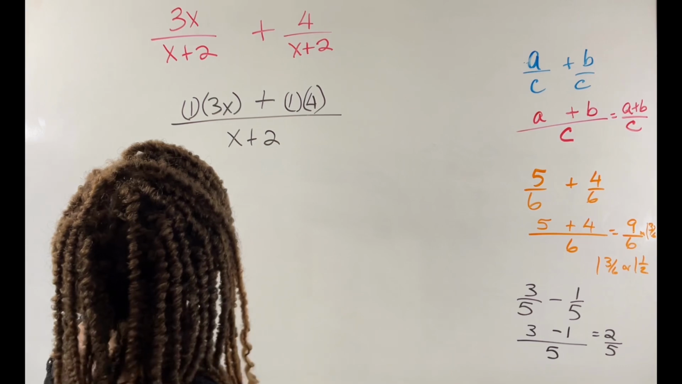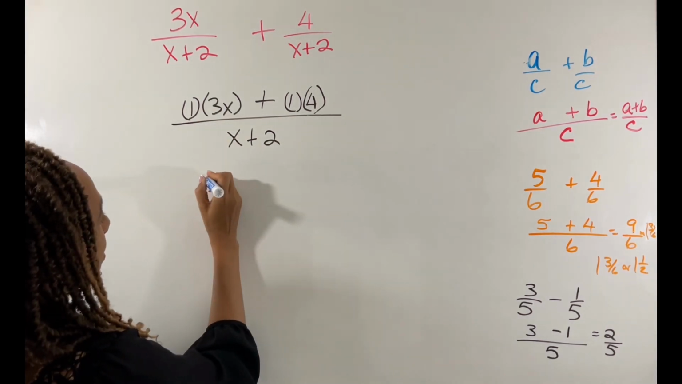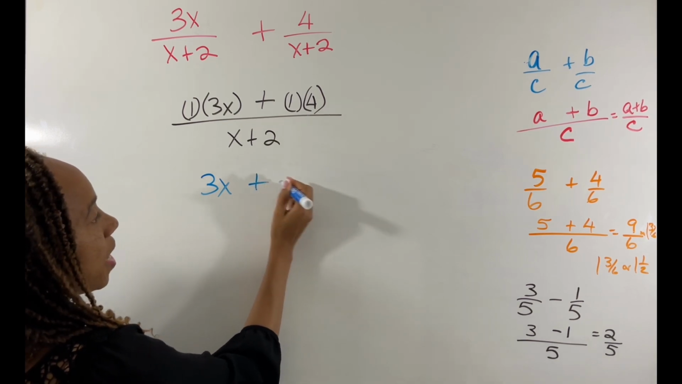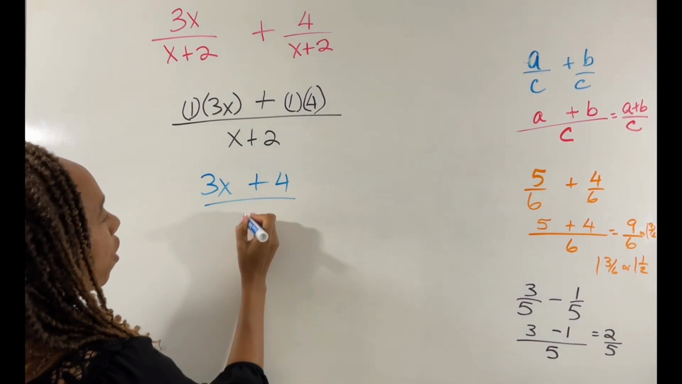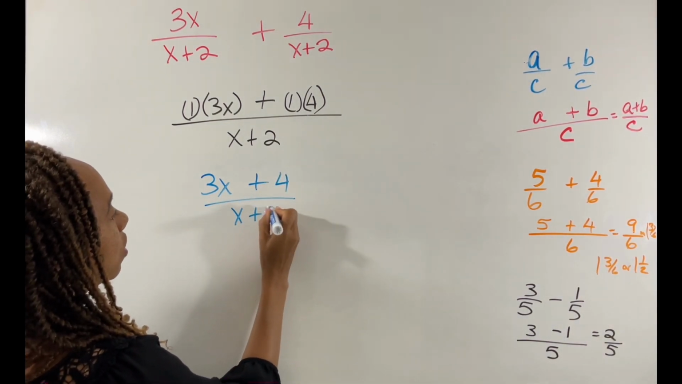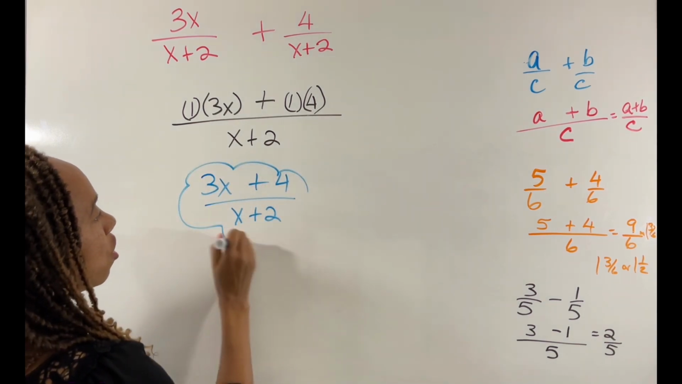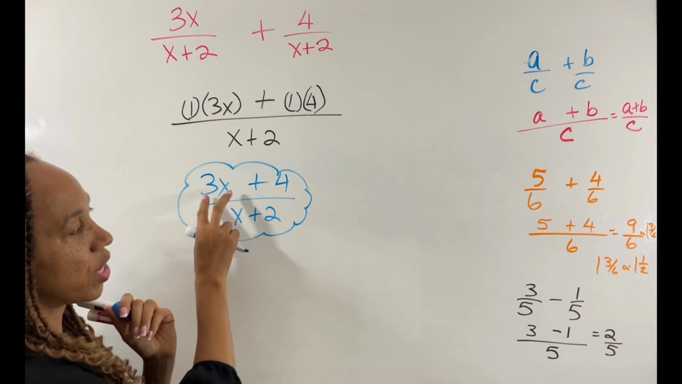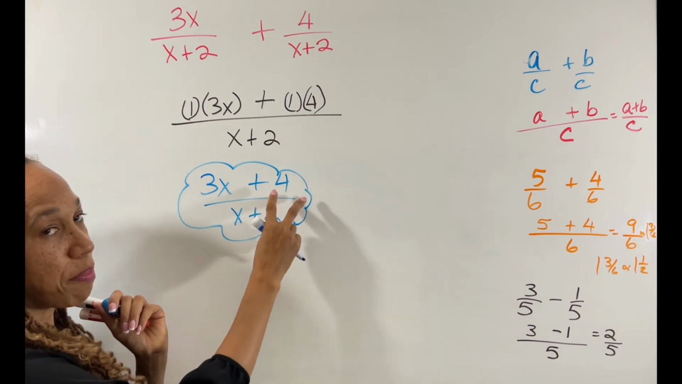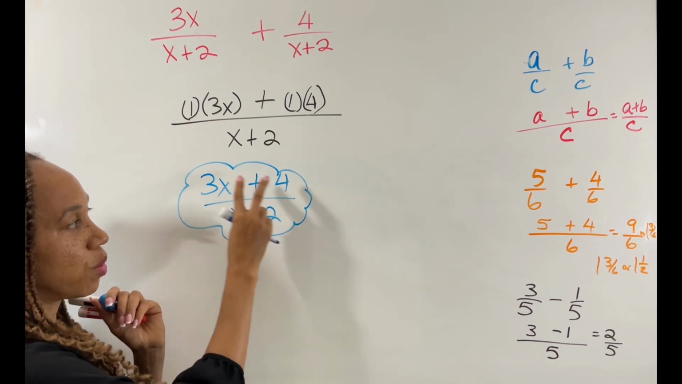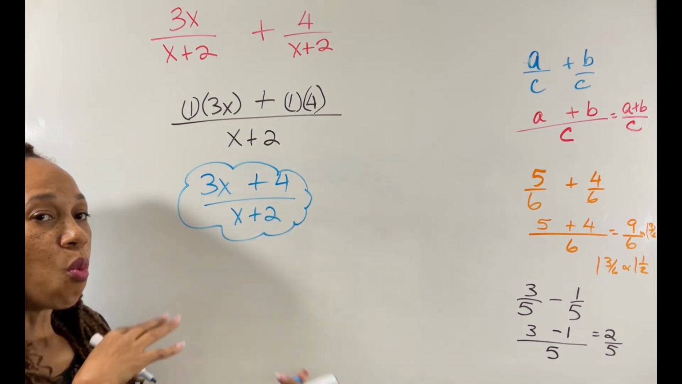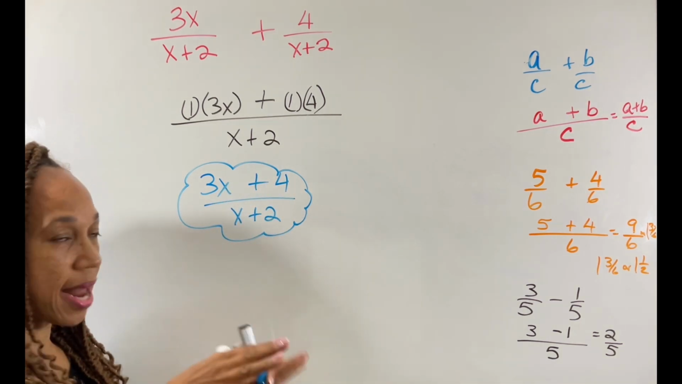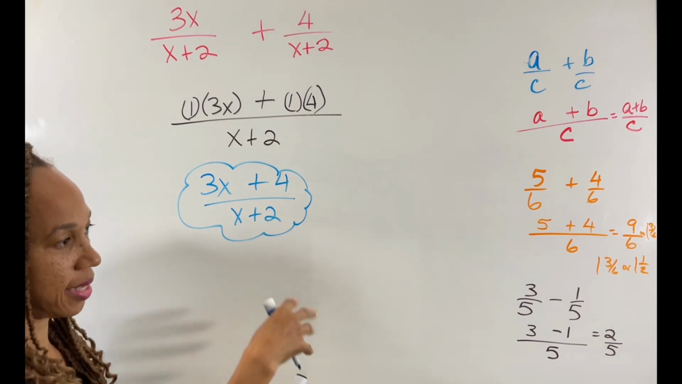Alright? So now you have 3x, because 1 times 3x is 3x, plus 4 over x plus 2, and this is your final answer. You can't do anything else because you cannot add oranges with apples. You cannot add 3x with a 4 because one has a variable and the other doesn't have a variable. So you can't add those. You have to leave your answer as this.